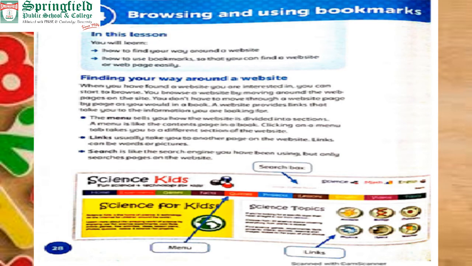What we studied: the website is divided into sections, and menus are like the contents page in a book. When we click on a menu tab, we move to a different section of the website. Links usually take us to another page of the website, and links can be words and pictures, like you can see in front of you. Then the search box: in the search box we write our query.